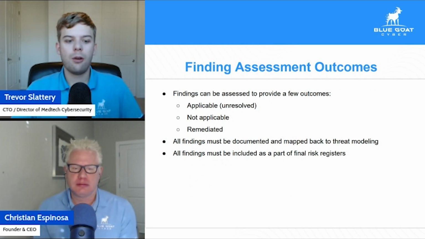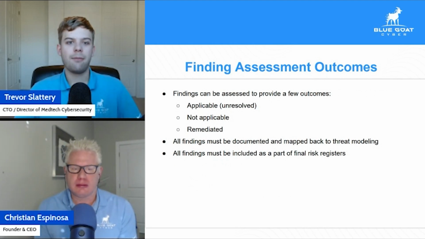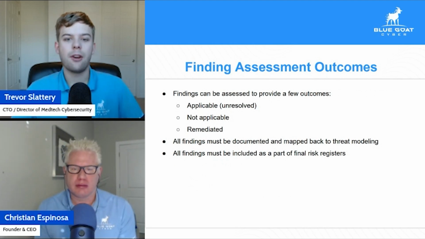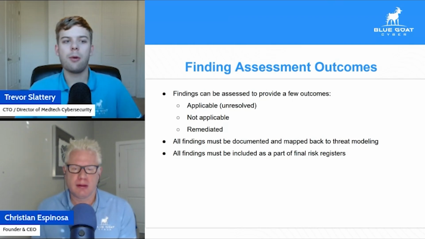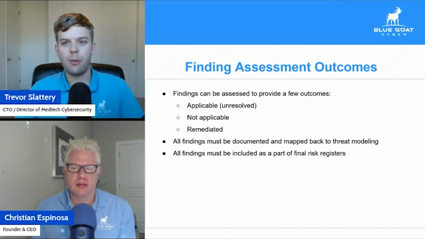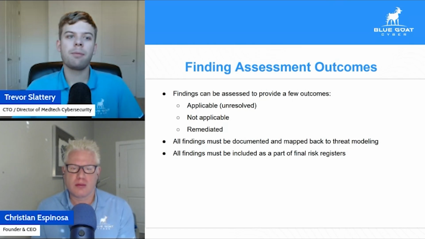All right. Once we have an assessment done, there can be a few different things that happen as the outcome. So once the assessment is done, we're going to have an applicable finding. That means something that we realize, okay, yeah, this is an actual true positive finding. We need to fix this. We can also have a not applicable finding.